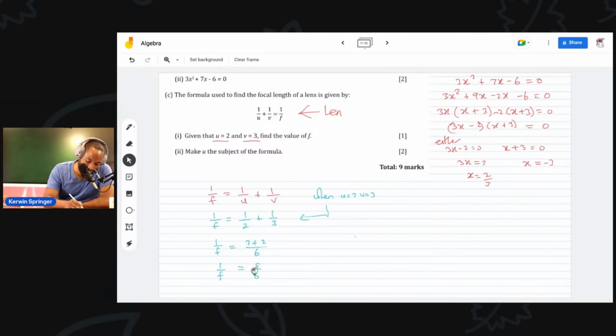But the answer doesn't want you to find what is 1 over f. It wants us to find what is f. So therefore, f, why did I write 5? Anybody write 5 when you're trying to write f? F is equal to 6 over 5. So if I flip the 1 over f, I'll have to flip the 5 over 6. And that we did.